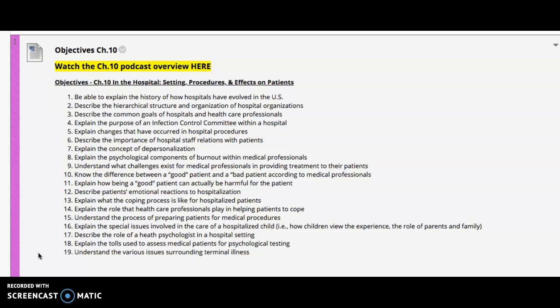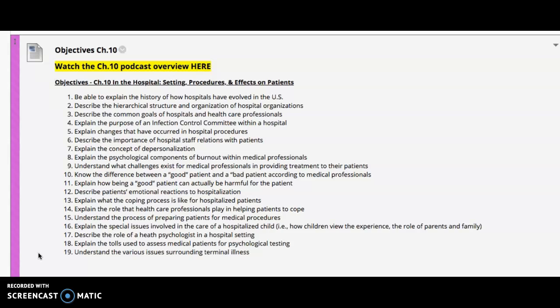And children view the experience very differently. Obviously, parents and family play a big role in that. How the parents respond to the treatment or the hospitalization often affects how the child responds. Children are very naive. They don't understand a lot. This can be good and bad. And so we'll look at the dynamics there that family play, as well as the healthcare professional.